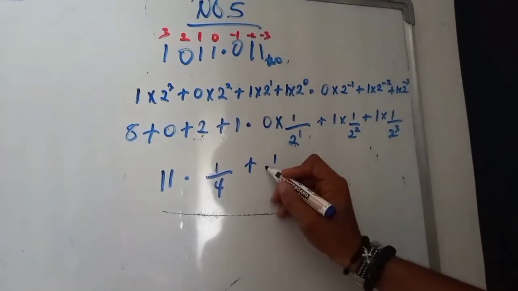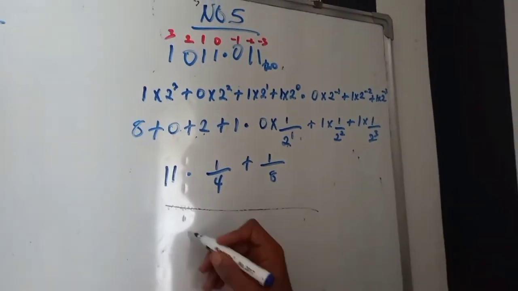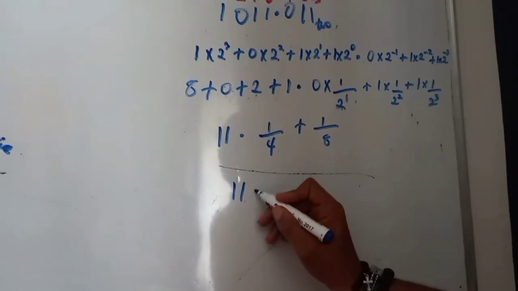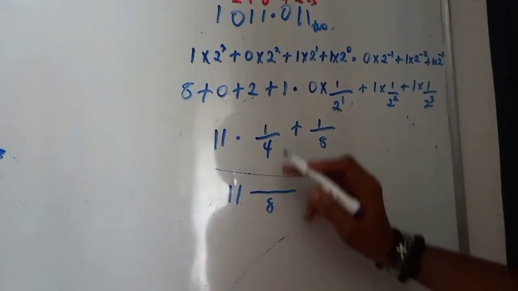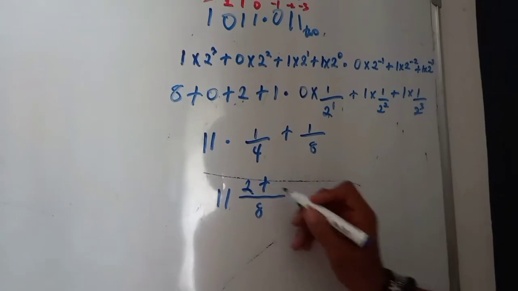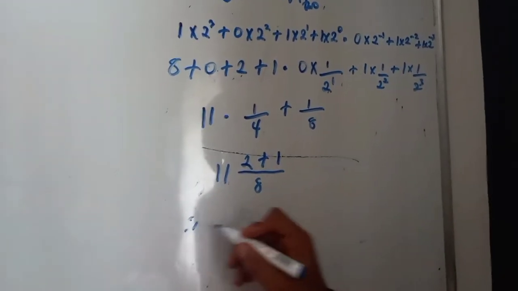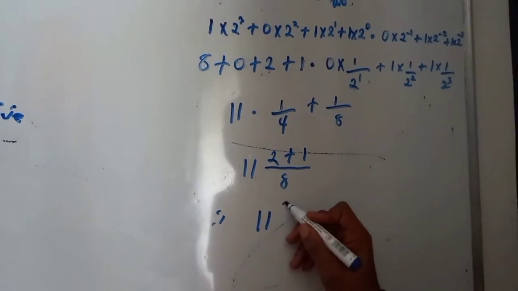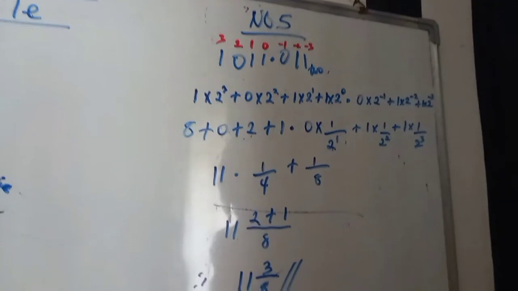1 over 2 to the power 3 is what? 2 times 2 is 4, times 2 is 8. That is 8. The LCM of 4 and 8 is what? Is 8. 8 divided by 4 is 2. 2 times 1 is 2, plus 8 divided by 8 is what? 1. 1 times 1 is what? 1. Therefore, my final answer is what? 1 whole number 3 over 8 is my final answer for number 5.